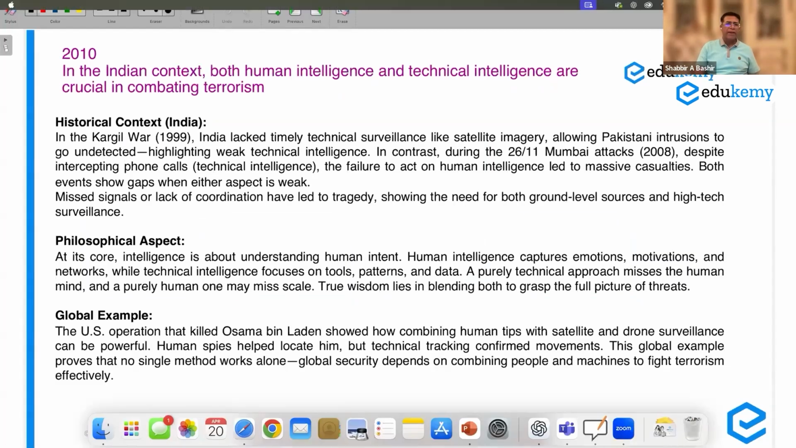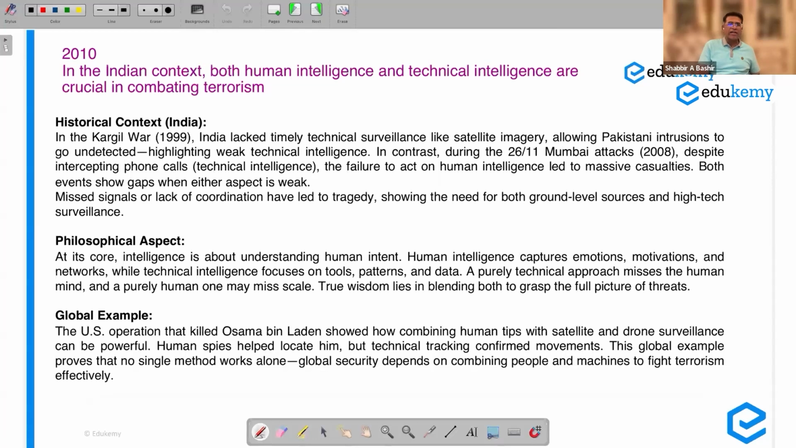Say this topic: in the Indian context, both human intelligence and technical intelligence are crucial in combating terrorism. So I've discussed this from the historical context. I have taken the Kargil War, how India lacked timely technical surveillance like satellite imagery. We had a weak technical intelligence. I've taken an example from the Mumbai attacks, where although we intercepted phone calls, we did not act on the technical intelligence. We missed signals, we lacked coordination.